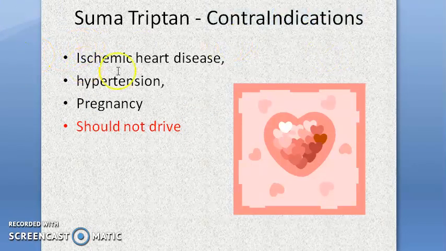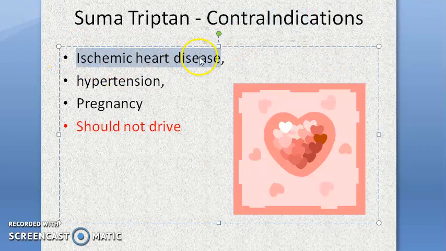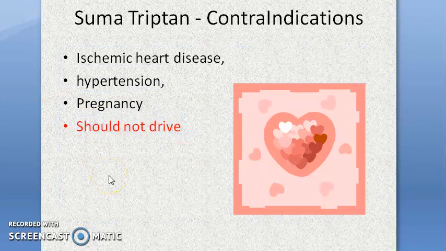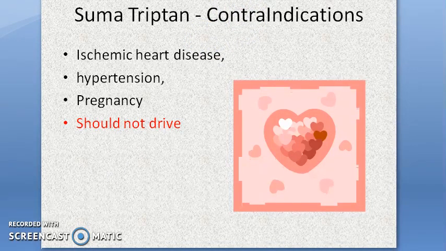Contraindications. Sumatriptan, you should not give it if there is ischemic heart disease, because obviously it is constricting the major blood vessels. You should not give it if there is hypertension, because it will increase the blood pressure further. Pregnancy you should not give, and the main thing is the person should not drive. If you are giving it to a person who is driving, it wouldn't be good. You are going to constrict his blood vessels.